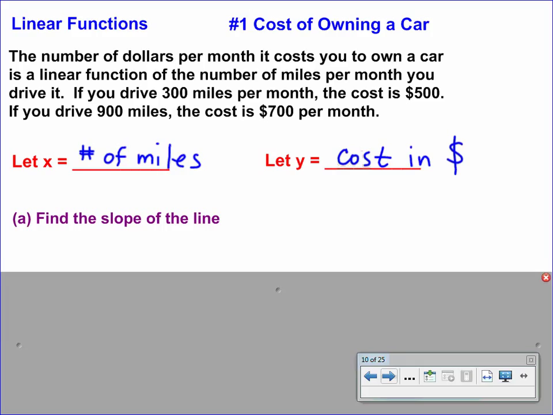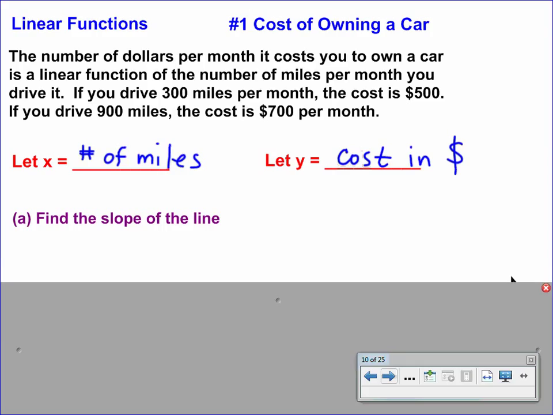In this way, we can now pick out 2 points. So if I let X be my miles driven and Y be my cost in dollars, then the given information will give me 2 points. It appears as though if I drive 300 miles per month, the cost is $500. That's the point. So 300 miles is paired with $500, the cost.